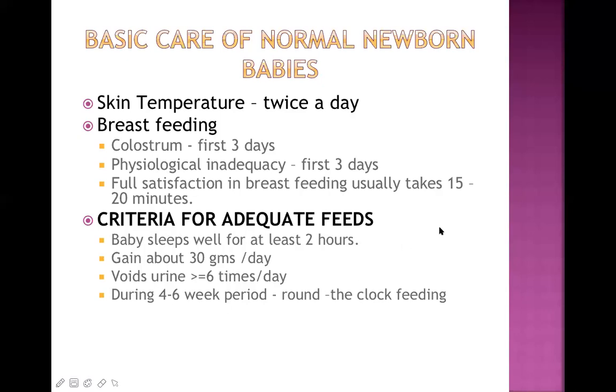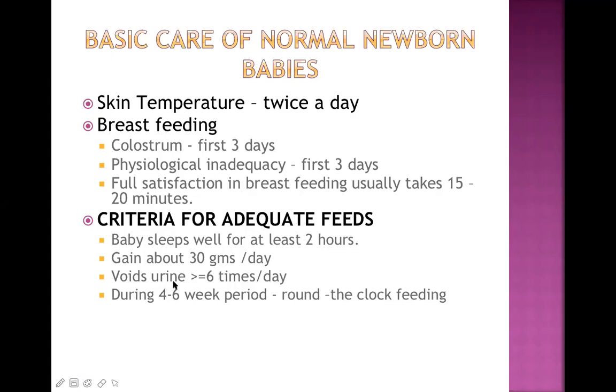Now, what are the criteria for adequate feeding? This is very, very important knowledge. The baby sleeps well for at least 2 hours if the baby is fed well. After that the baby will be hungry again, and it is time for another feeding. The baby gains about 30 grams of weight per day. This average of 30 grams per day indicates the feeding is adequate.